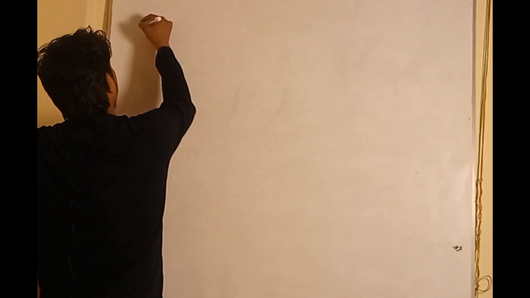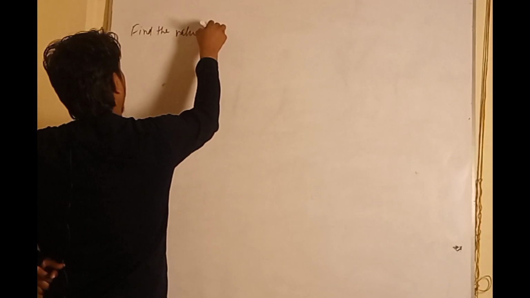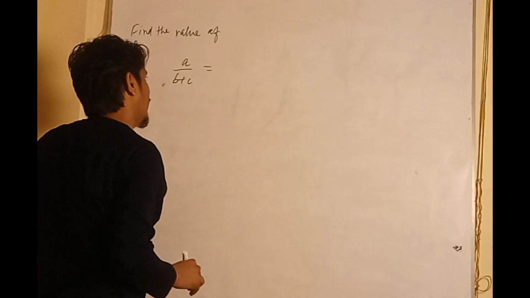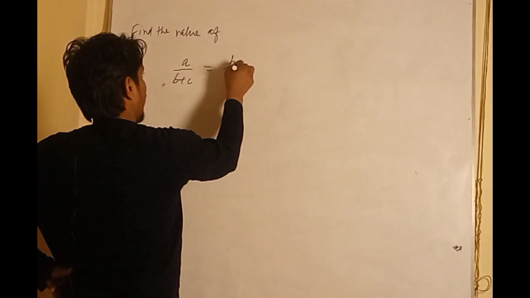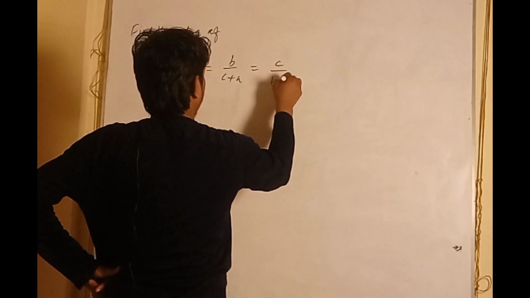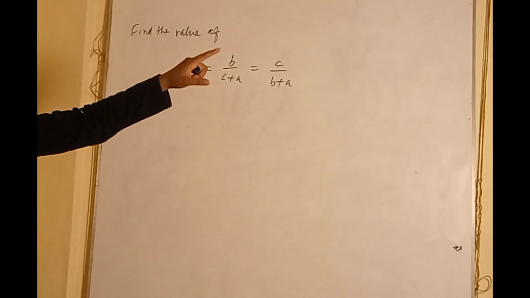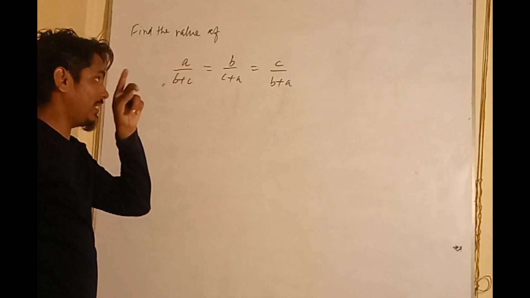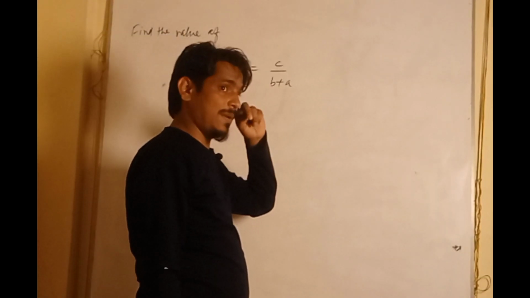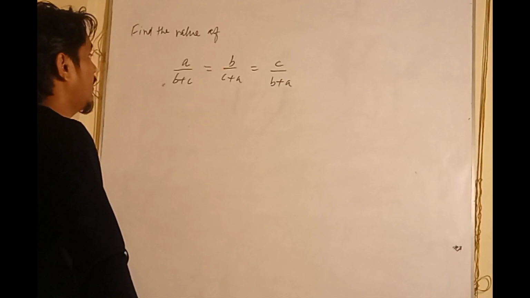Suppose we need to find the value of a by b plus c is equal to b by c plus a is equal to c by b plus c. Find the value of all these ratios. What will be the value of a by b plus c, b by c plus a, c by b plus a? So how can we solve this?